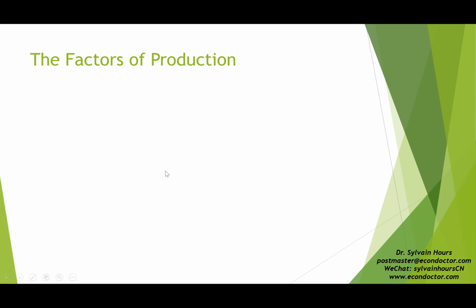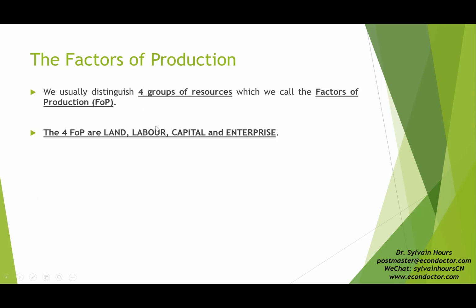Right. Now, once we have talked about resources, you can ask them, how many resources do we have? And the answer is obviously there are many, many, many. There are thousands of different resources. So it's a bit messy. So what we do to organize things, we try to classify all these possible resources into different categories. And economists have identified 4 different categories of resources, 4 groups of similar resources. And we call these 4 groups the factors of production.